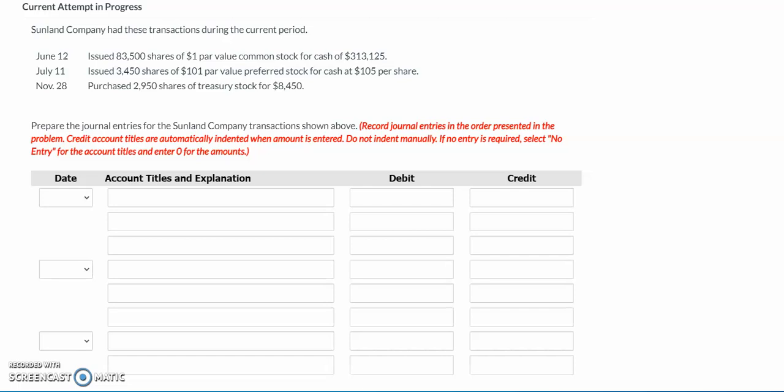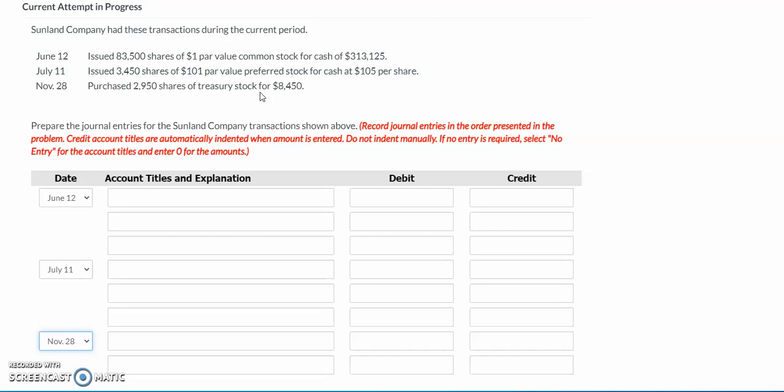So we're going to start off by recording the date of each of these transactions. We have one on June 12th, another one on July 11th, and our last transaction on November 28th. And what we have here is the company has issued shares of common stock, they have issued shares of preferred stock, and then they purchased shares of treasury stock, which means that they are purchasing back their own common stock from their investors. So we have three different scenarios here.